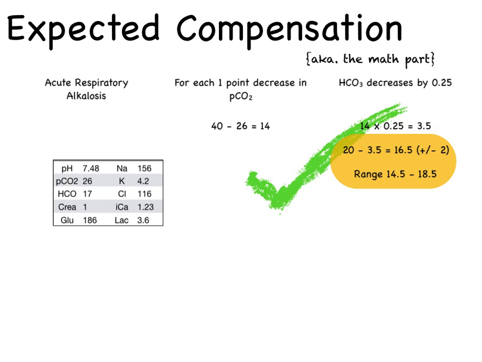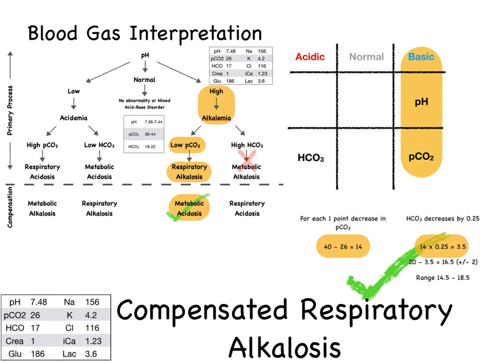And we're going to look and see our patient's bicarbonate is 17. It does fall nicely into that range. So our patient has a compensated respiratory alkalosis.